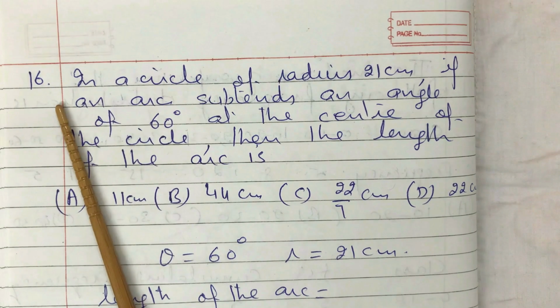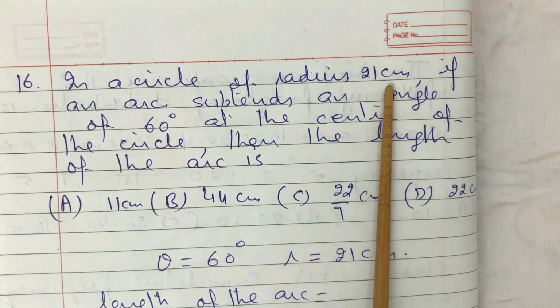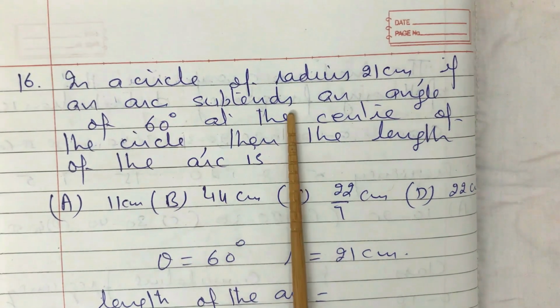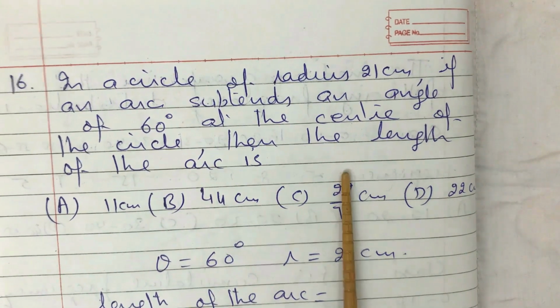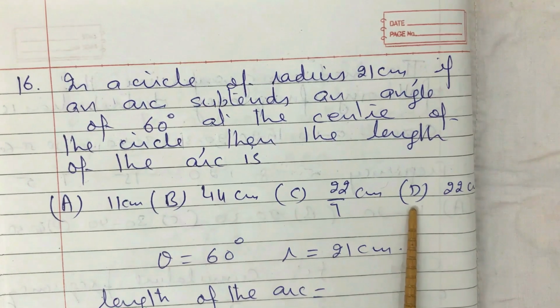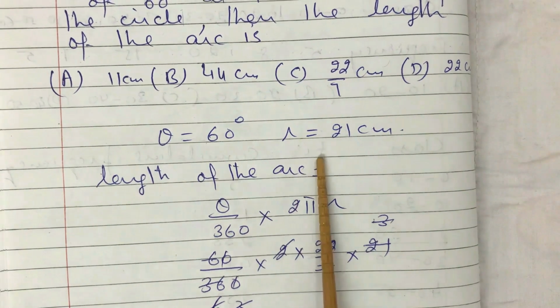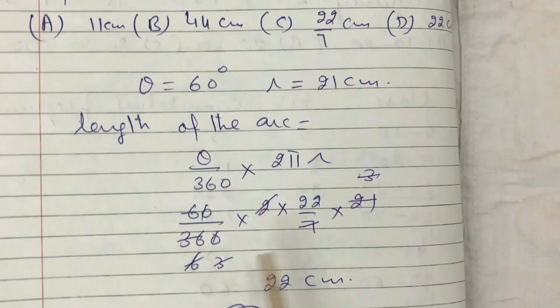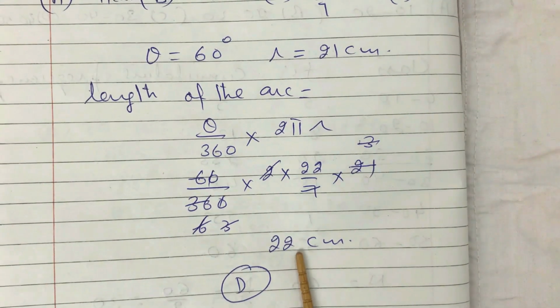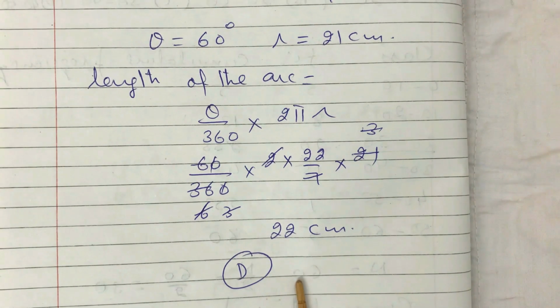Now the 16th sum. In a circle of radius 21 centimeter, if an arc subtends an angle of 60 degree at the center of the circle, then the length of the arc is. There are 4 options. Here theta is 60 degree, r is 21 centimeter. Length of the arc, write the formula, substitute the values. It will come out to be 22 centimeter. So D is the option.